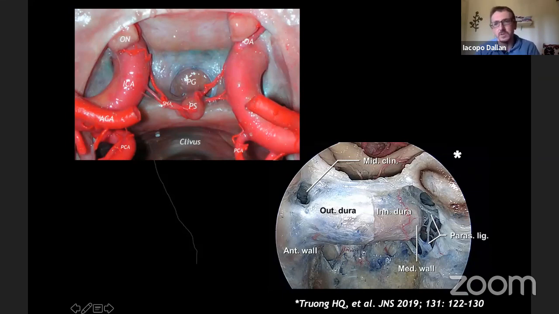So have a look at this marvelous picture I took from work from Pittsburgh. It's not a picture of mine. The reference is just below, but it's very important that you understand that after you have removed the bone, there is a periosteal layer in the center of the pituitary. And just behind, there is another layer. Between these two layers, there is blood. This is the real anatomy you should keep in mind.